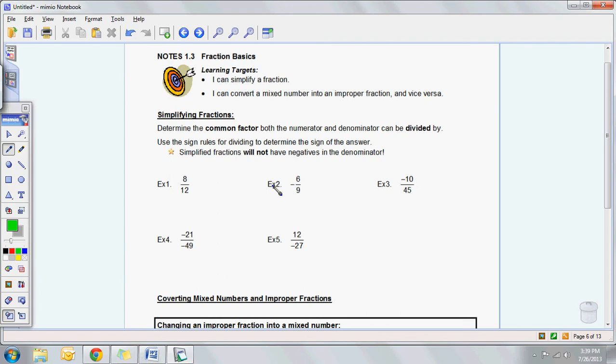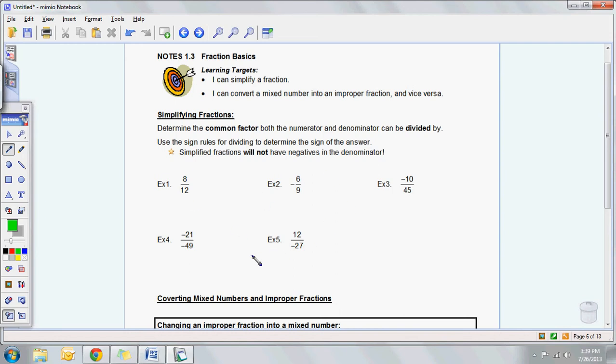Alright, section 1.3 was about fraction basics, and this was the first section of our group fraction project, but I just wanted to give you this video just in case you needed a little bit extra from what your classmates gave you about this information. So the first section is just about simplifying fractions.